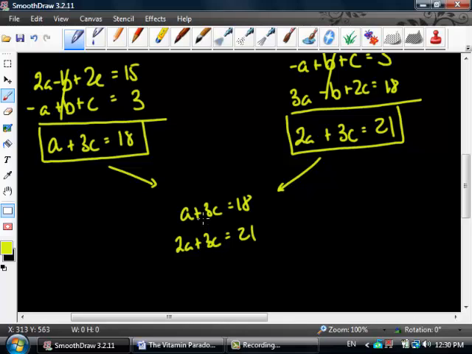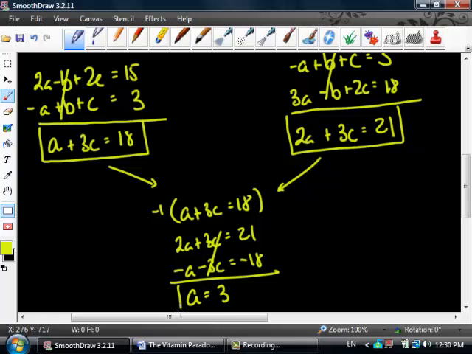Now I'm in a situation where I can eliminate one of the variables again. Which one should we get rid of? Luke, what do you want to get rid of? C. If I do that, I'm going to multiply the top by -1. So that's negative a minus 3c equals negative 18. Those get out of there. A equals, what do you know? This one ends pretty cool. A equals 3.